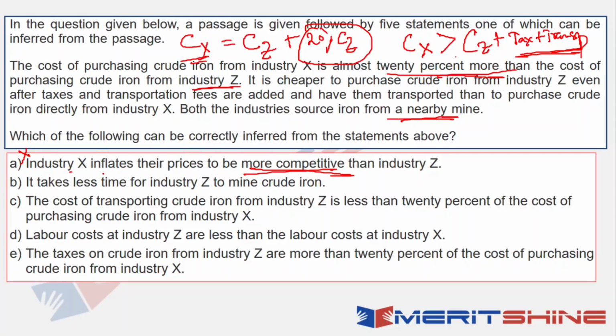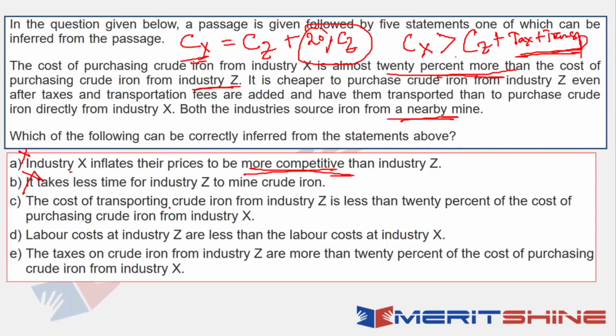We need more data for that, whether industry X inflates their price or it is their problem which results in more cost for them, and therefore their price is also increased. Okay. So A is eliminated in both the aspects. It takes less time for industry Z to mine crude iron. Again the same thing. We need more data to infer A and B. We do not have any data to infer this.